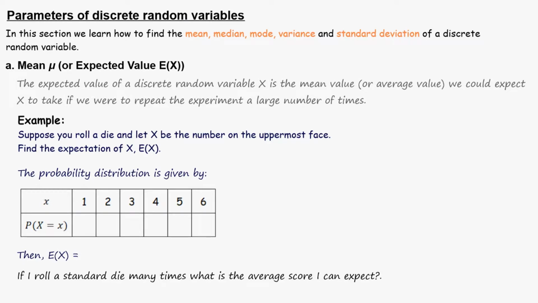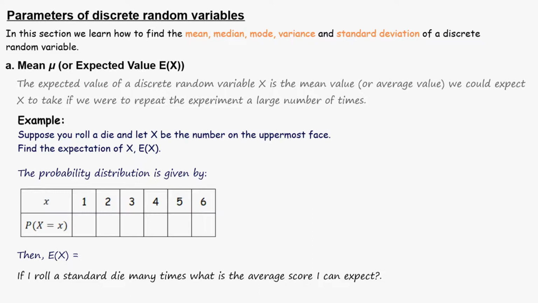So the parameters of discrete random variables that we're going to discuss here are mean, median, mode, variance, and standard deviation. Let's first start by looking at the mean, or the expected value. The expected value of a discrete random variable x is the mean value or average we could expect when we perform an experiment a large number of times. So, for example, if I toss a coin several times, on average, what do I expect to get? And this is what the example here is trying to guide us to find.